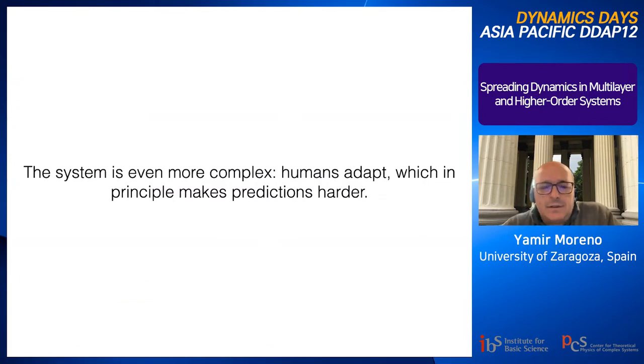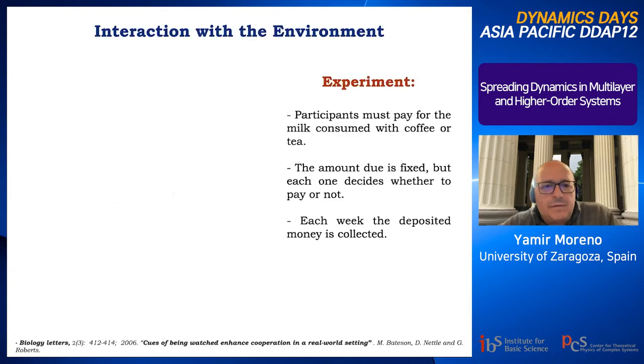So the system is really complex. On top of that, as I already said, humans adapt, which in principle makes predictions harder. And just to show you how easy it is for a human to change their behavior, let me give an example of an experiment that was done in a mathematics department, I think in a university in the United Kingdom. It's a 3-page paper that I recommend if you want to read something that is really entertaining, but at the same time very enlightening.